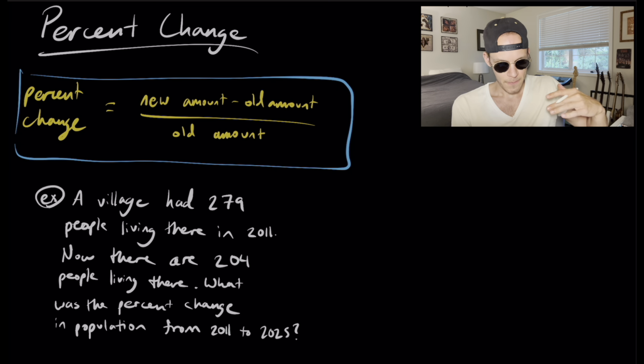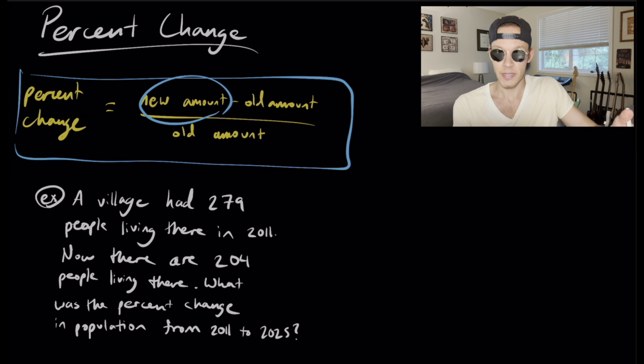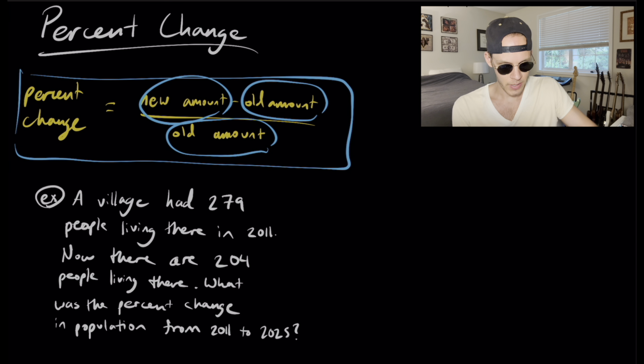So you take whatever, let's say the price of eggs, for example. You take the new price, the current price of the eggs, minus the old amount, depending what year you might be referencing, and then divide it by the old amount. You'll get a decimal, multiply it by 100 to convert it to a percent. So let's do an example here just to illustrate it.